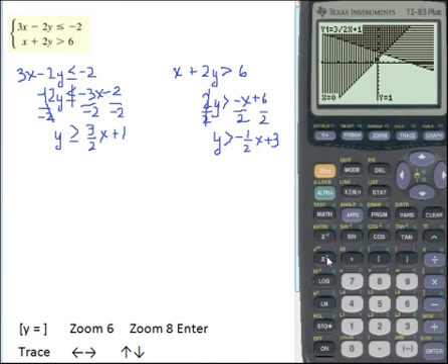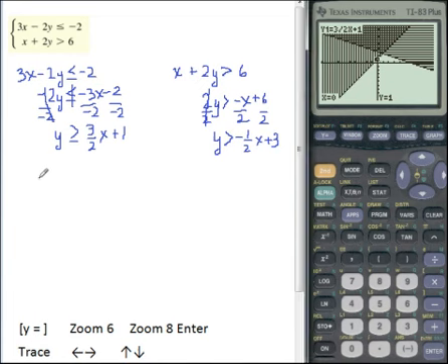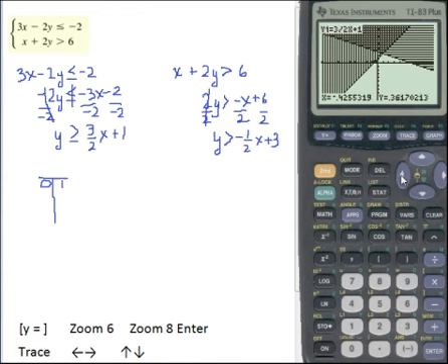So let's write some ordered pairs down. The first one is going to be our y-intercept, 0, 1. Okay, and then let's use a left arrow again right now.